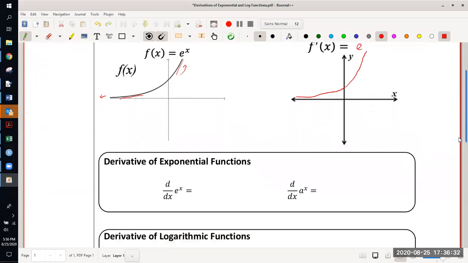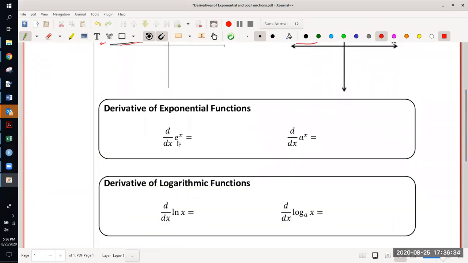Okay, so here are the rules. The derivative of an exponential function, if the base is e, the derivative of e to the x with respect to x is e to the x. If we have a different base, if the base is a, then the derivative of a to the x with respect to x is going to be a to the x, but then we have to multiply by the natural log of the base.